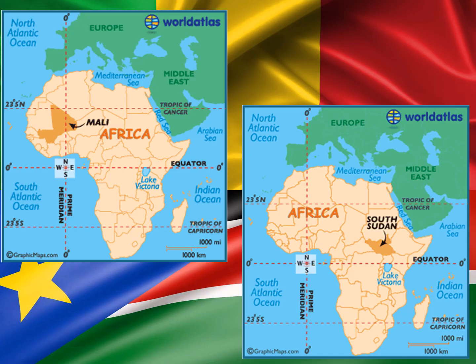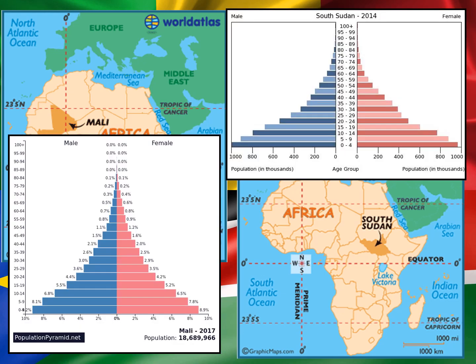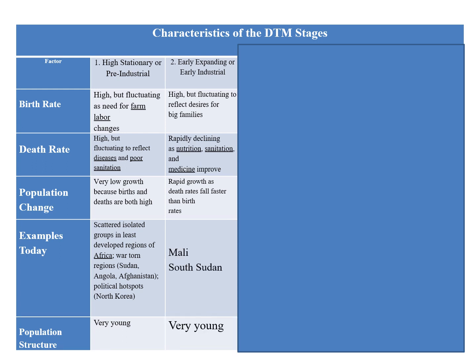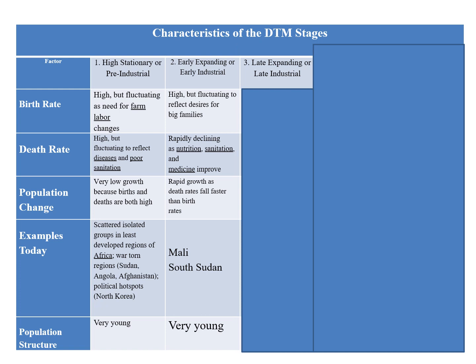We can see each new generation is getting significantly larger than the last, and that shows us a rapidly growing population. Today, most of the stage 2 countries are found in sub-Saharan Africa, Mali and Sudan both being examples of stage 2, as we can see by the shapes of their population pyramids. Outside of sub-Saharan Africa, another good example for a stage 2 country would be Afghanistan. In stage 2, your population structure is also very young, meaning that most of your population are those younger age groups.